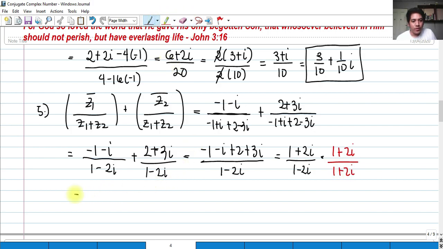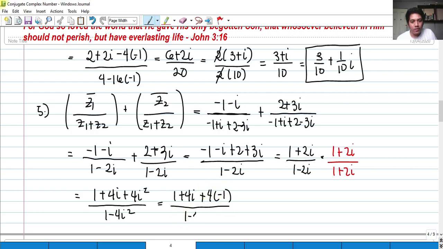So we have an answer of 1 plus, we perform the FOIL of this, our answer should be 1 plus 4i plus 4i squared all over 1 minus 4i squared. Okay, then we have to evaluate the i squared as negative 1. Then we have this answer.